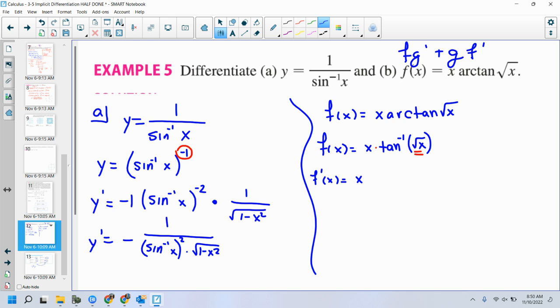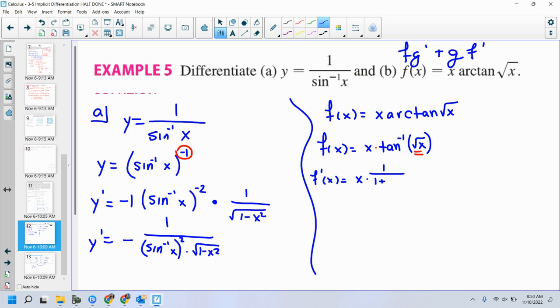So I've got to take the derivative of inverse tangent. The derivative of inverse tangent is 1 over 1 plus x squared. So it's times 1 over 1 plus. Now, what goes down here, though? Is it just x squared?